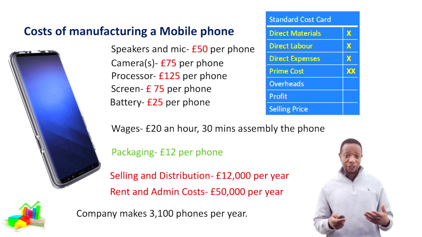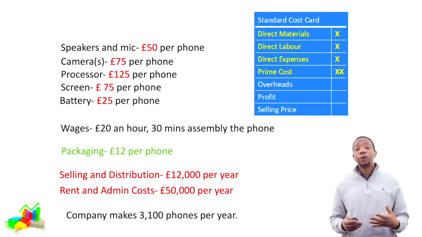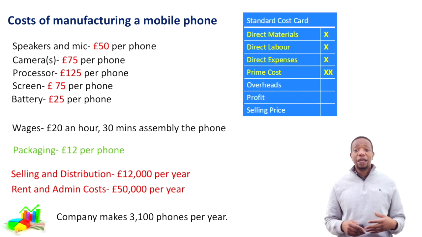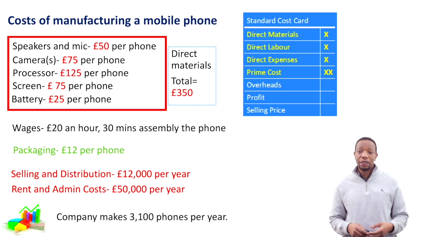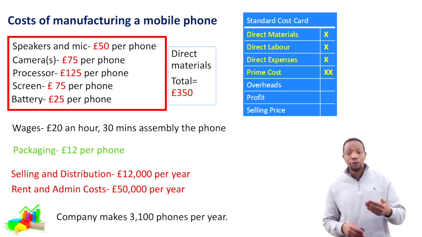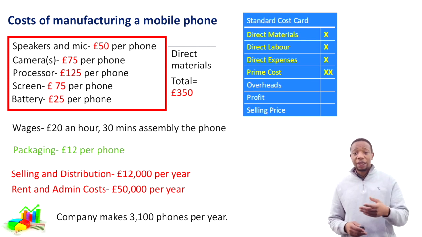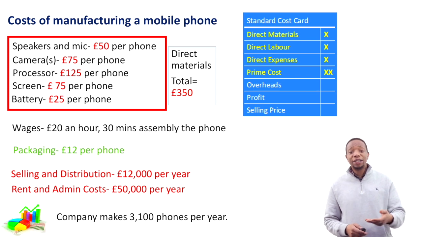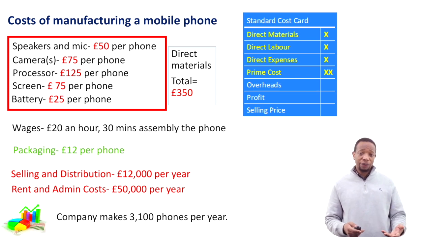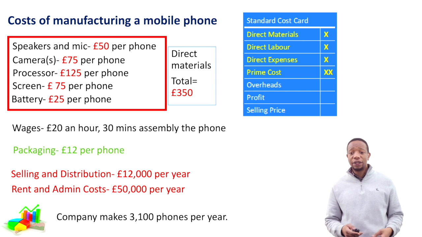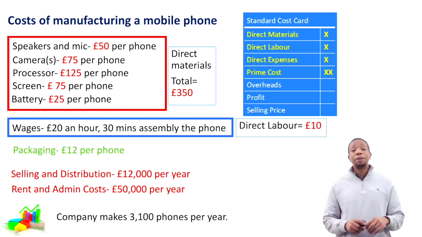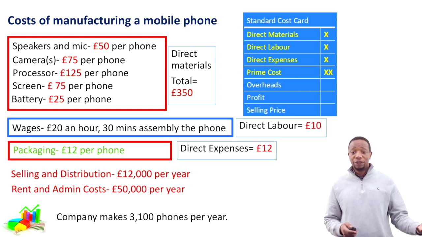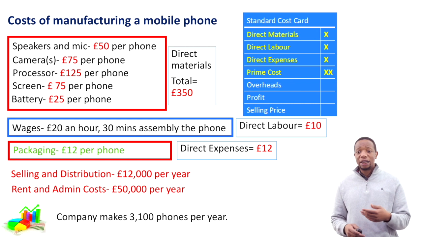So when we prepare our standard cost card, what we then look at is we would take our direct materials to go into the standard cost card. So I just added all those direct materials that we knew. They came up to 350. The wages, the person was working £20 an hour and they were working for 30 minutes. So that's £10. Your packaging, it was given as £12 per phone. And then your selling and distribution, 12,000. And then your rent and admin, 50,000.